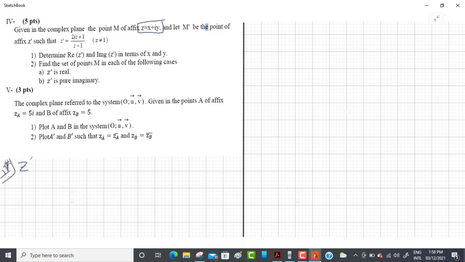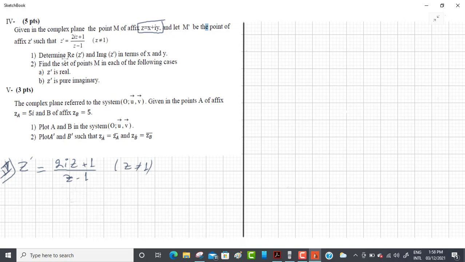Z is a complex number and z prime is another complex number that has the relation z prime equal (2iz plus 1) over (z minus 1). It's been written that z is not equal to 1. It's very important because you know that the denominator should always be not equal to 0. Z minus 1 not equal to 0, so z not equal to 1.